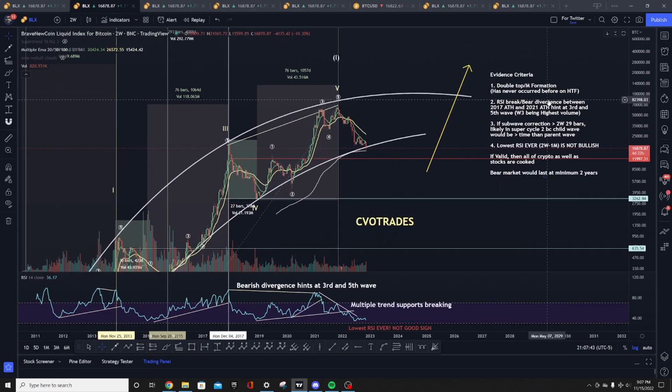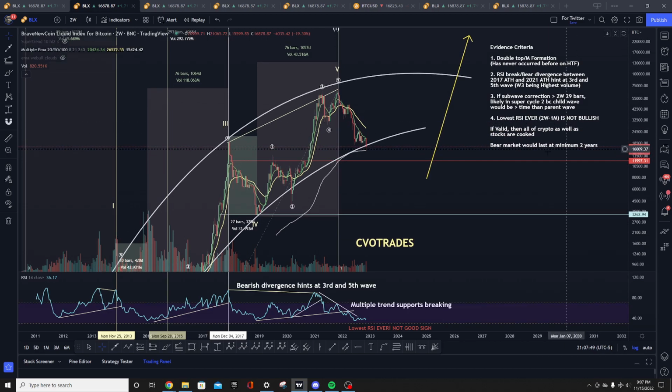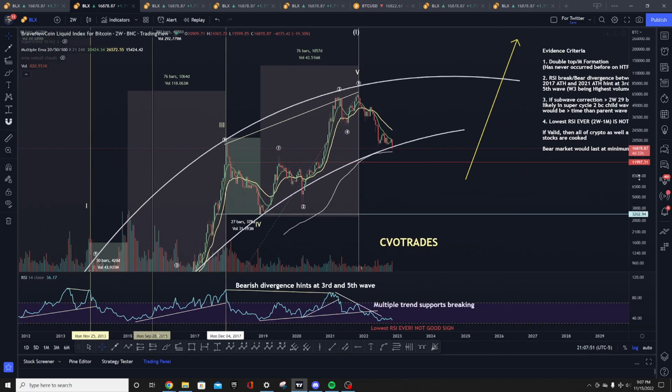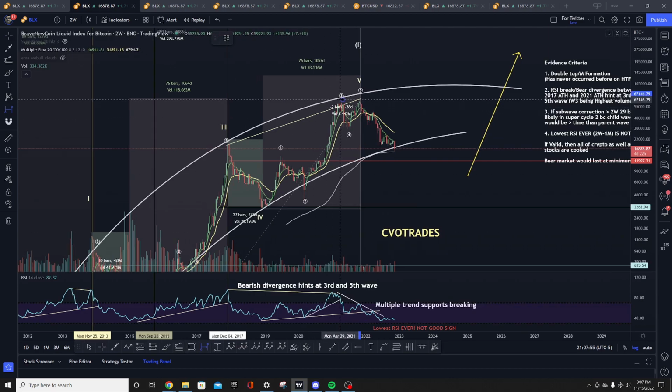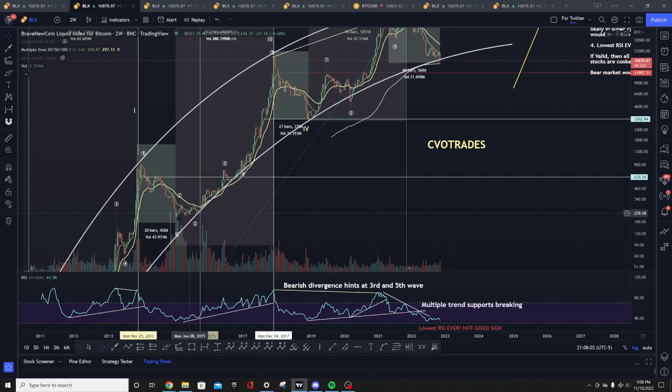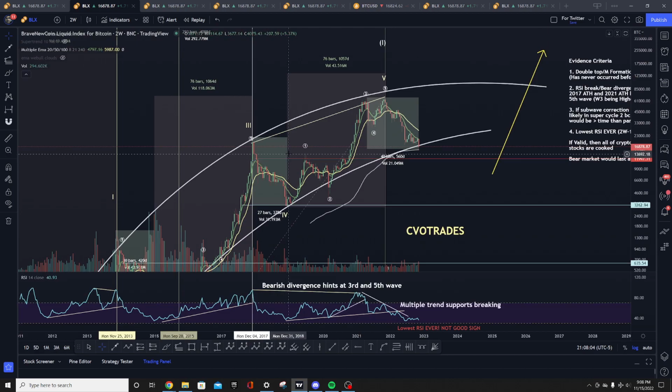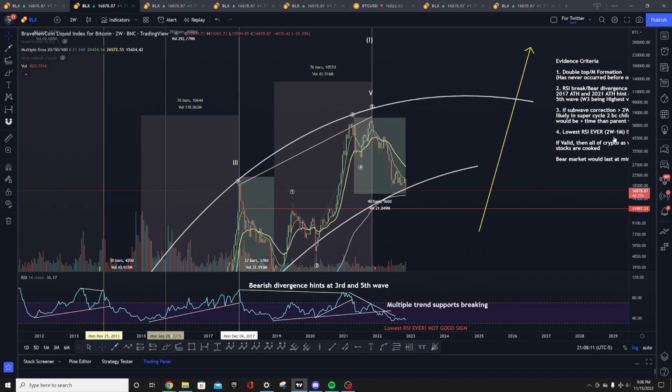The RSI break and bear divergence is hinting at third and fifth. If the subwave correction is greater than 29 bars, so that's my old notes. So basically how people were saying that we're just in a wave 4, but how is your wave 4 going to take longer than your cycle corrections? That's a big invalidation and a no-no, and whoever's counting like that doesn't know what they're doing. That's bad.